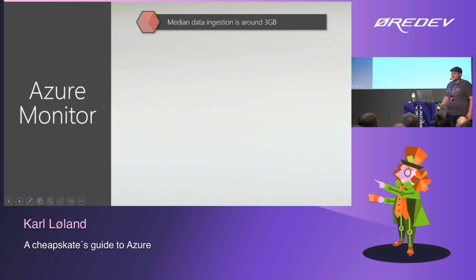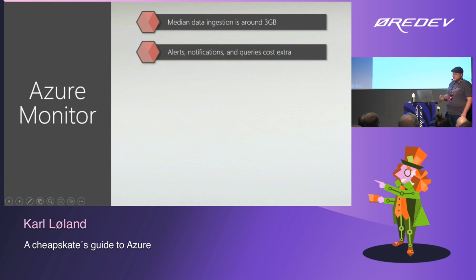According to Microsoft documentation, the median data ingestion for Azure Monitor is around 3 gigabytes a month. I take that with a pinch of salt. Note that alerts, notifications, and queries on the data also cost you extra. So for an alert where you check something, let's say every 15 minutes, you pay for the query of the data, and you also pay for the alert if it's sent.